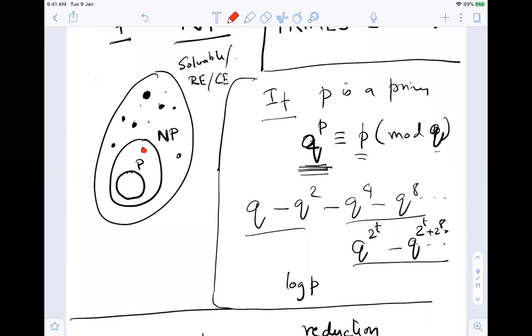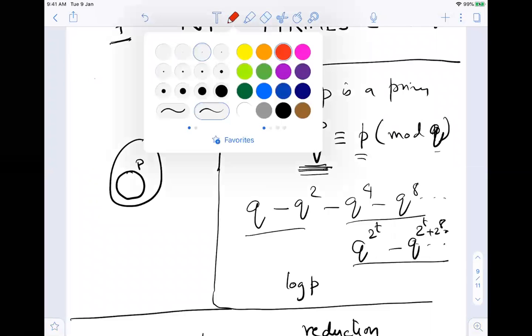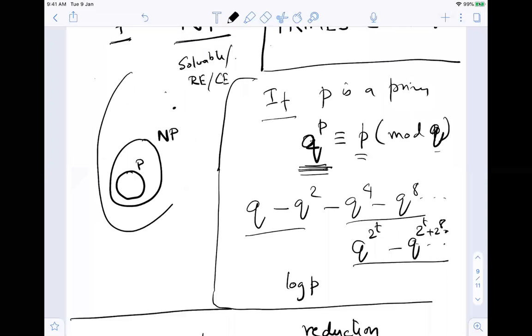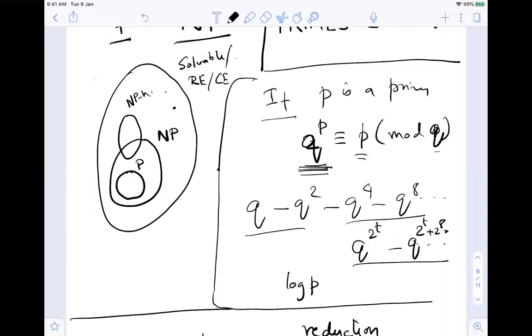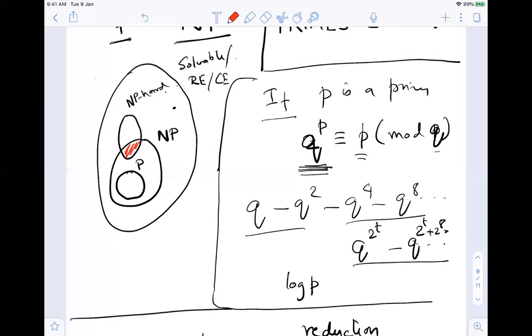So if I have to draw this picture a bit differently, I have this huge NP over here, and I have a class of problems here which is NP hard. The problems that are within both NP and NP hard are called NP complete.